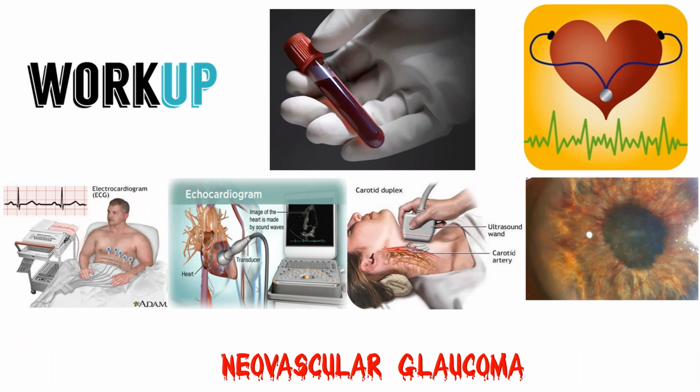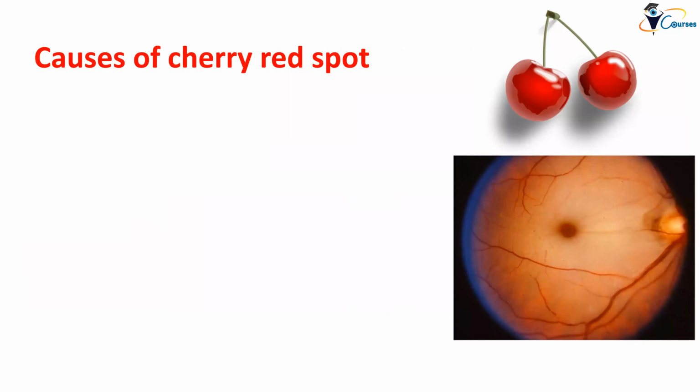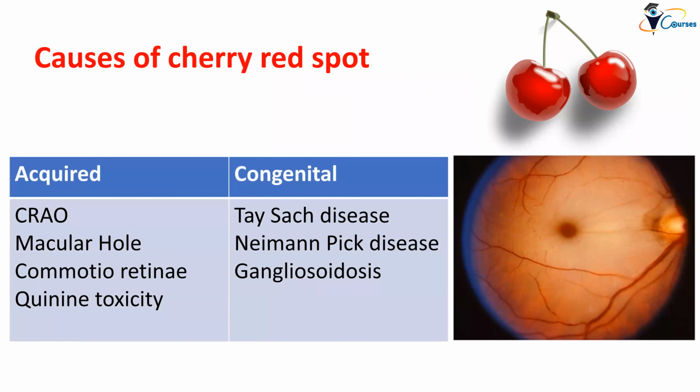There is also an important term that we mentioned, which is the cherry red spot. Cherry red spot is the presence of a red fovea surrounded by pale retina. This is a differential diagnosis that you need to know. It can be due to acquired causes like central retinal artery occlusion, macular hole, commotio retinae, or quinine toxicity. These are the commonest causes that will result in the appearance of a bright red fovea surrounded by pale retina.